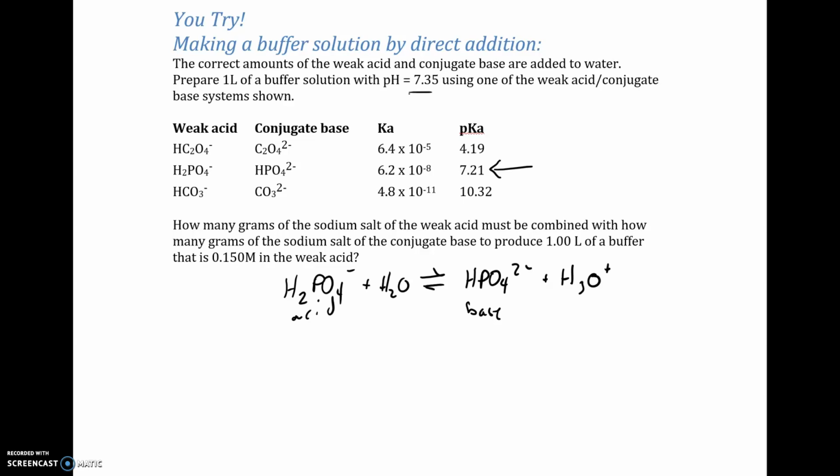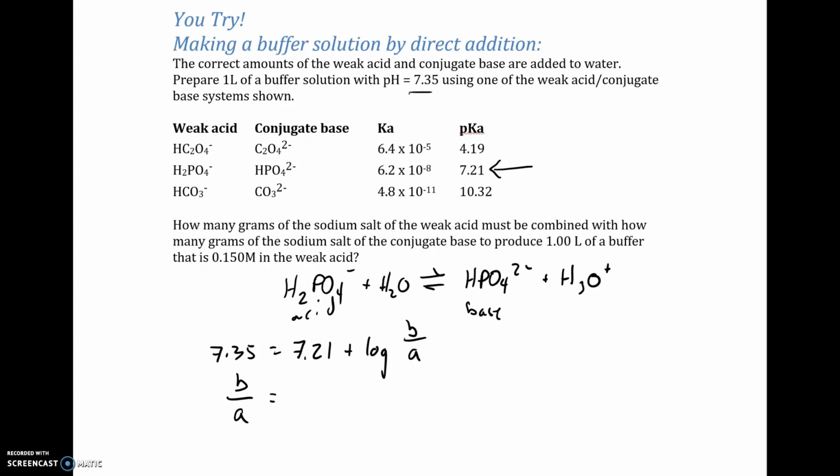So let's use the Henderson-Hasselbalch equation. We have got a desired pH of 7.35. And that's going to equal the pKa, which is 7.21, plus the log of my base over acid. And this is what I want, that base over acid ratio. So the way I'm going to solve for this, I'm going to subtract 7.21 from both sides and then take the inverse log. And I get a ratio, or I get a value of 1.38.